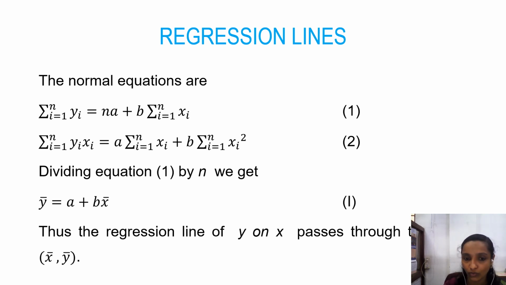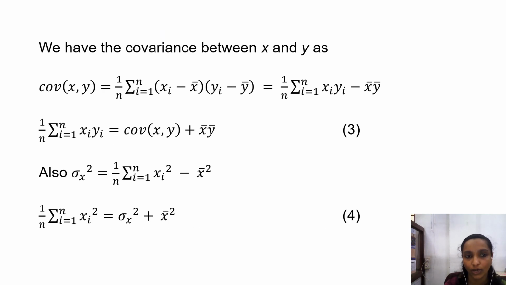So equation 1 will reduce to y bar equals a plus b x bar. Now it is obvious that the regression line of y on x passes through the point (x bar, y bar). Now, in order to derive the regression line, we have to consider the covariance and variances.